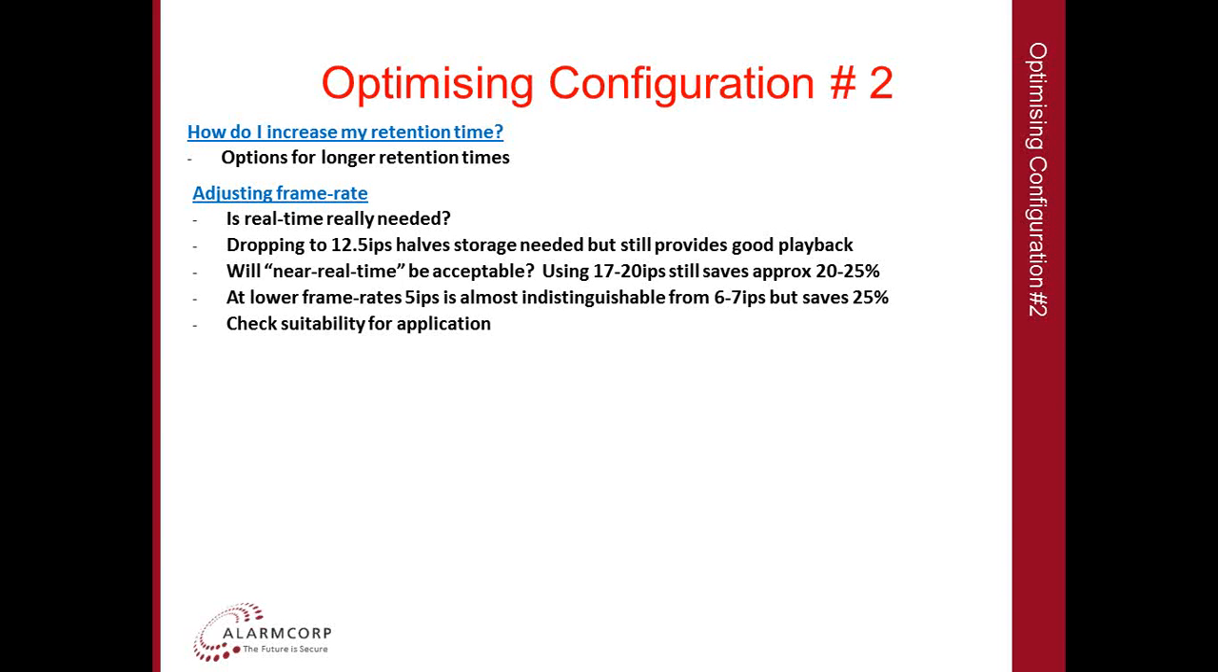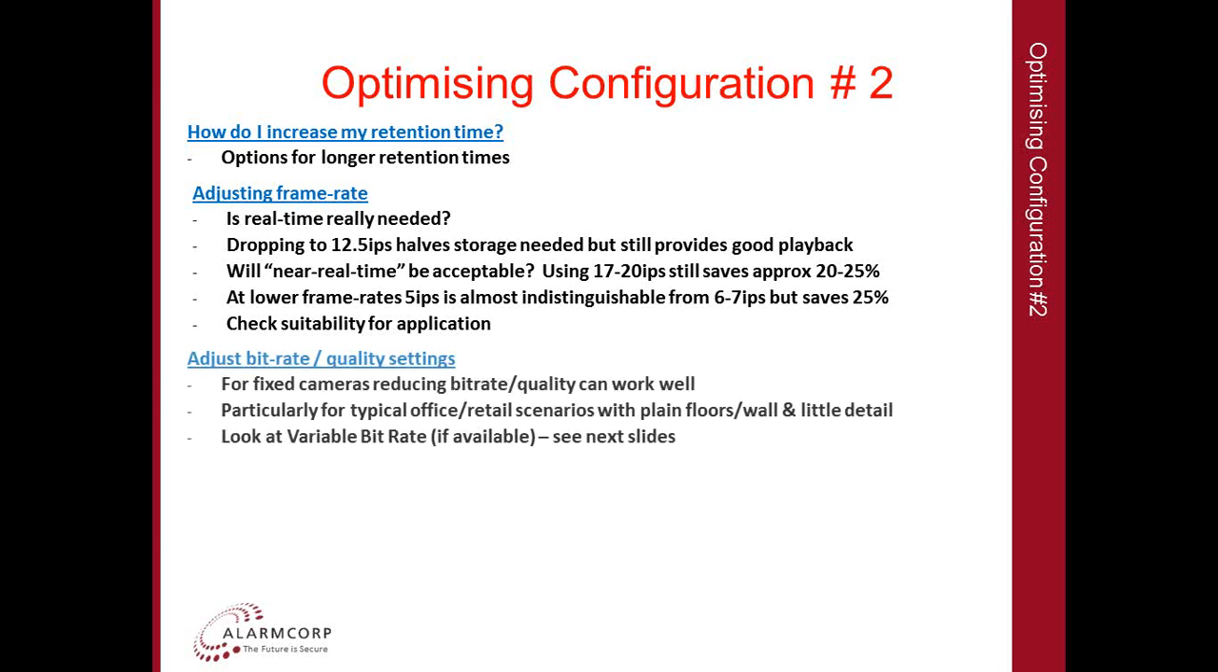Alternately, if this is too slow, will near real time be acceptable? If you drop from 25 images per second to say 17, 18, 20 images per second, you're still going to save between 20 and 25% of storage space. Now, if we're talking at the other end of the spectrum, at lower frame rates, if we record at 5 images per second versus 6 or 7 images per second, again, we're saving 25%. And that 25% might be enough to get you back in the ballpark. As always, check the suitability for application.